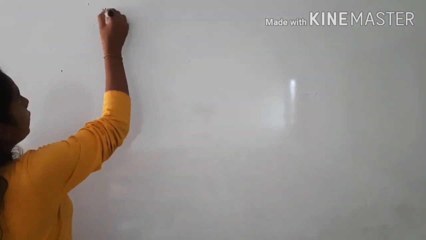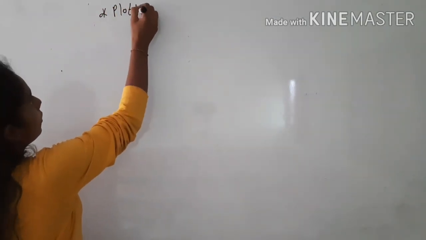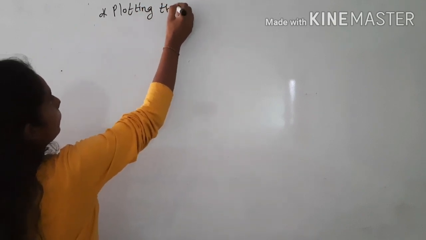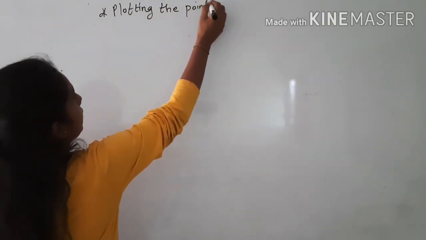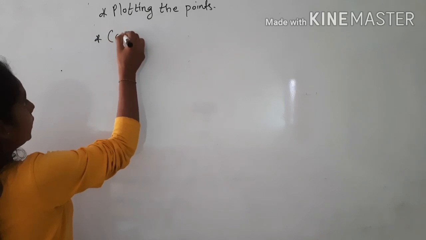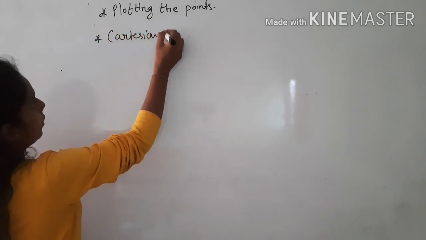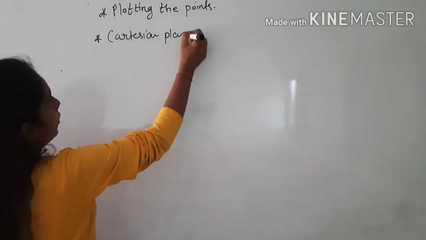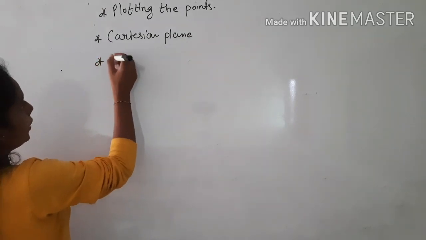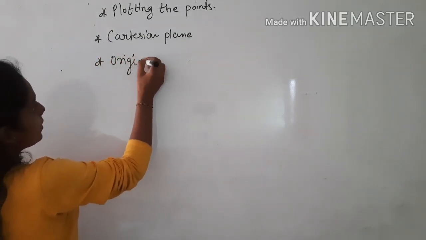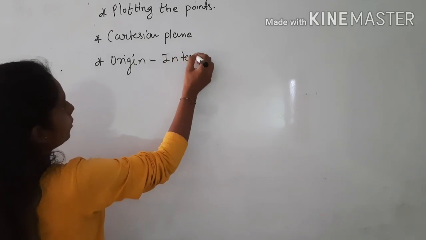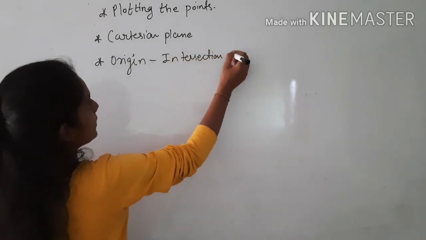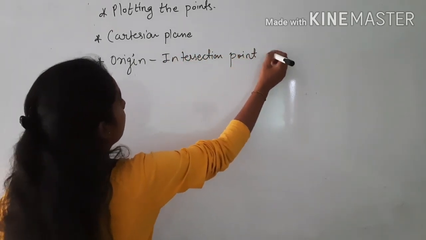We are going to learn about the types of quadrants that are formed due to the x-axis and y-axis. Before this, we have learned about plotting the points, the Cartesian plane, and also the origin, that is the intersection point of the x-axis and y-axis.